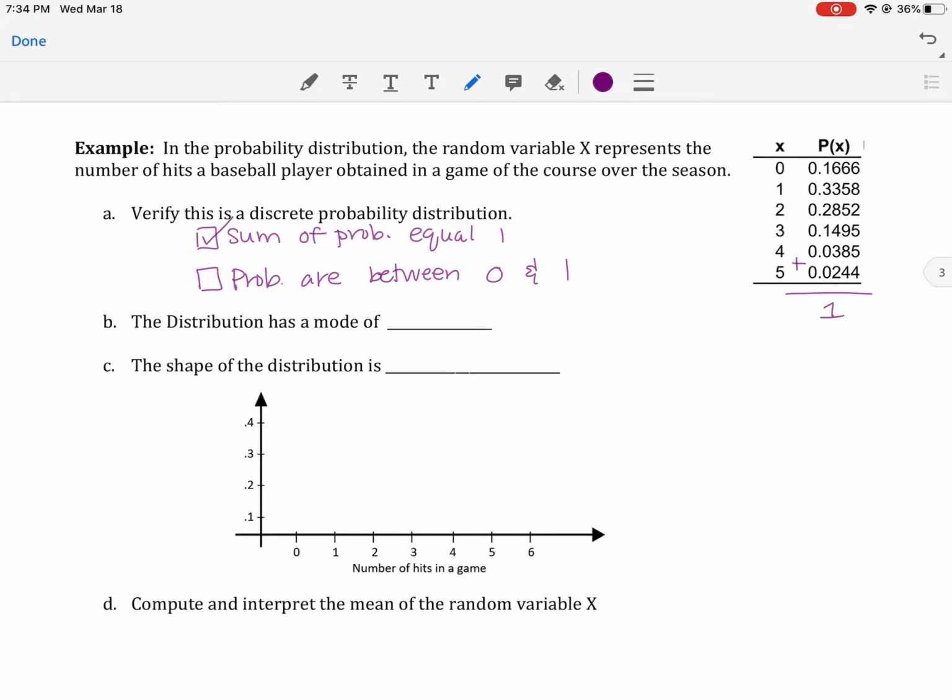and a 1. And is that true as you look at the list of p of x over on the right side? Notice all those are between 0 and 1. So yes, this is a discrete probability distribution. Notice also like our data is discrete things.